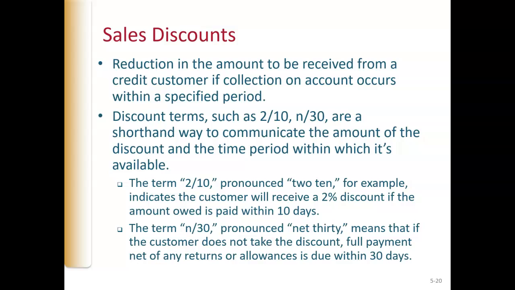The term 2/10, pronounced two ten, indicates the customer will receive a 2% discount if the amount owed is paid within 10 days. The term net 30, pronounced net thirty, means that if the customer doesn't take that discount, the full payment is due within 30 days. Make sense?